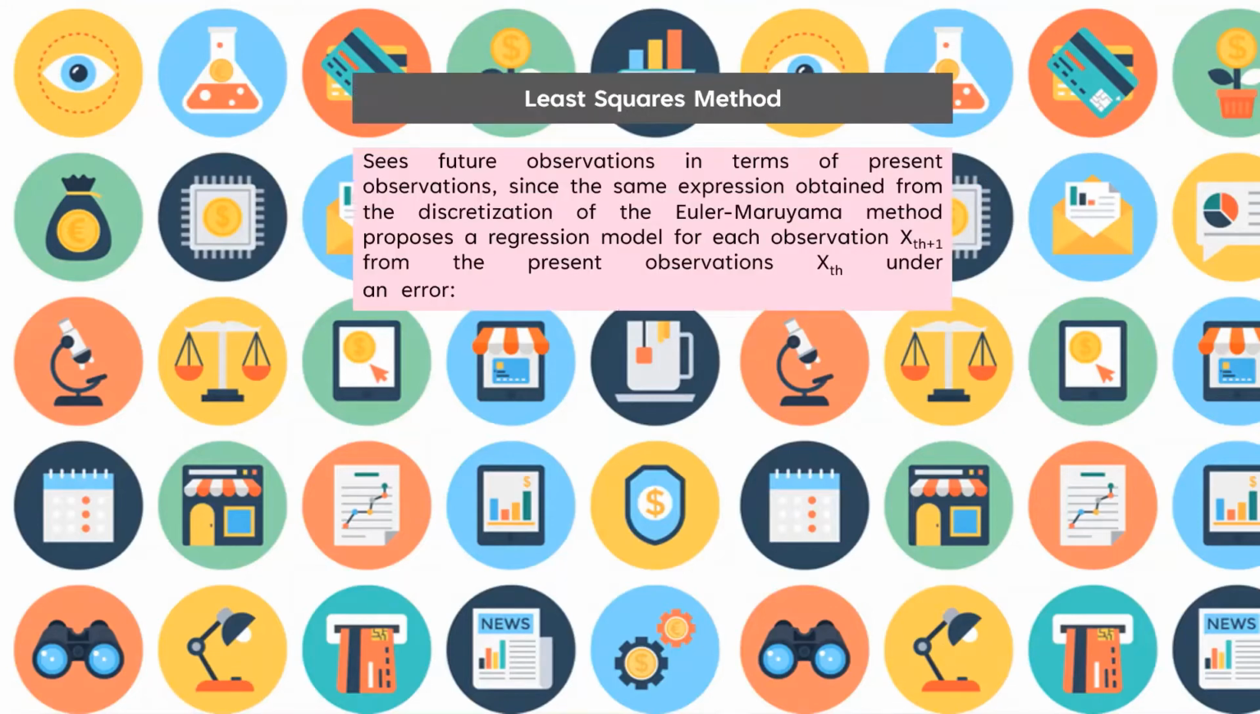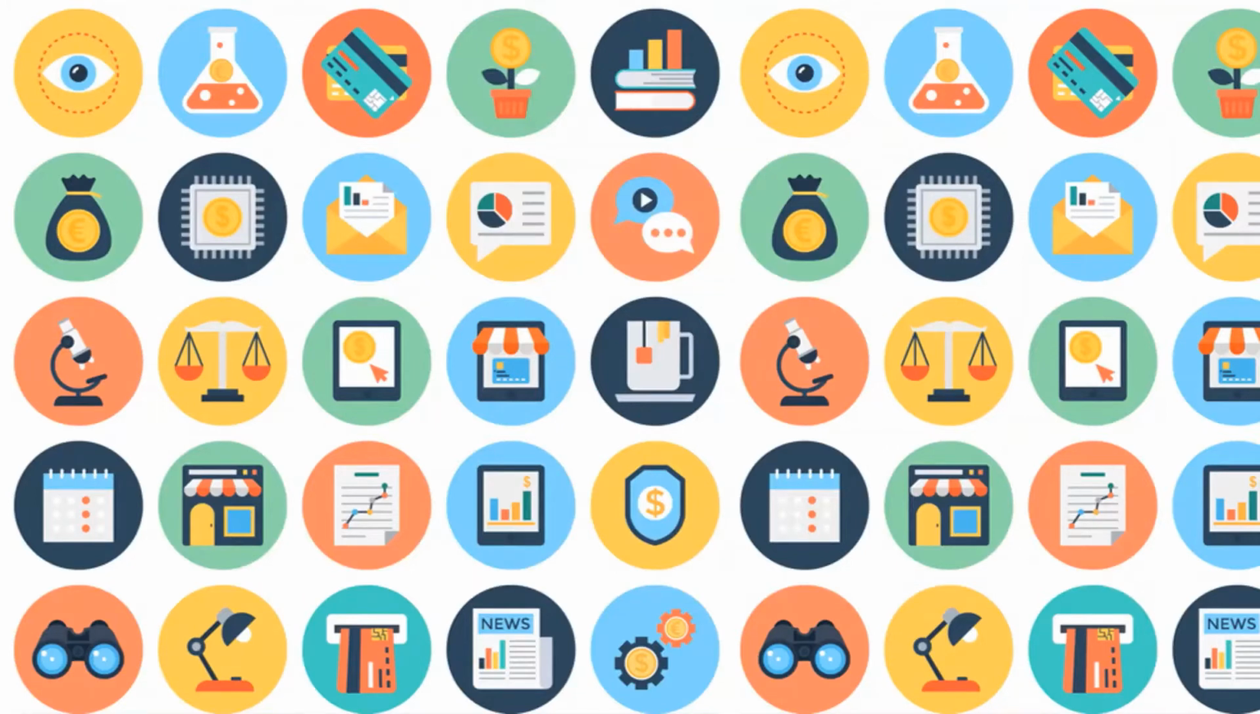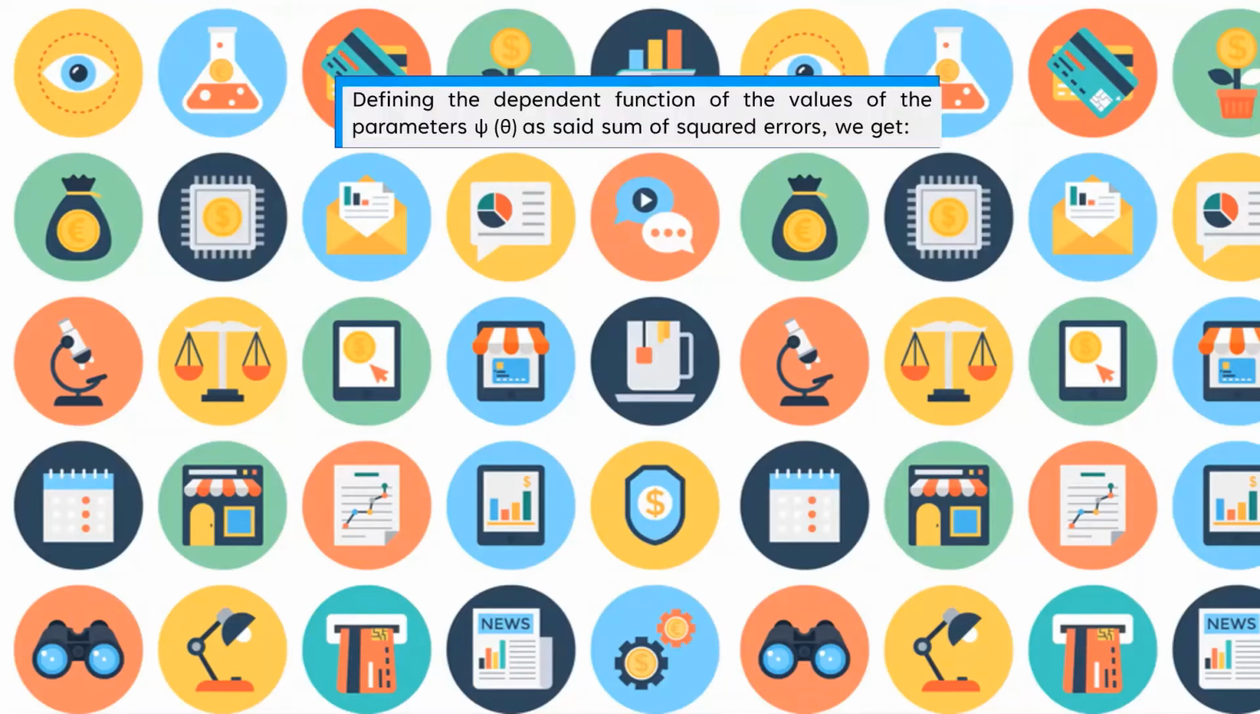This method sees future observations in terms of present observations, since the same expression obtained from the discretization of the Euler-Maruyama method proposes a regression model for each observation from the present observations under an error. This method also presents that the estimators of the true values of the parameters theta of the respective process, given a trajectory, correspond to those that minimize the sum of the squared errors of the given regression. That is, defining the function of the values for the parameters as the sum of squared errors, we get this.